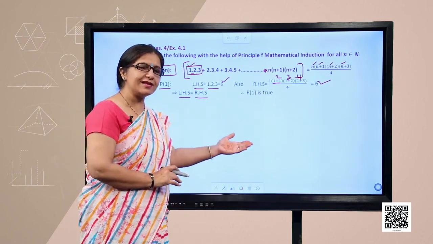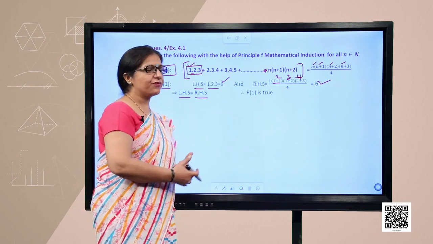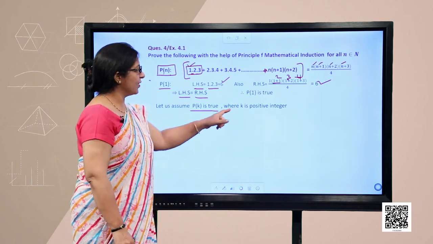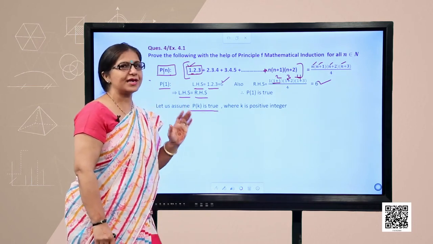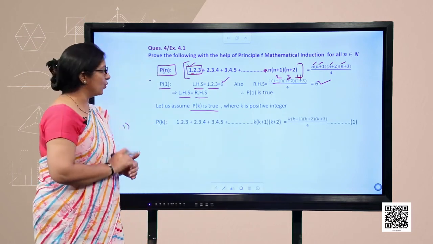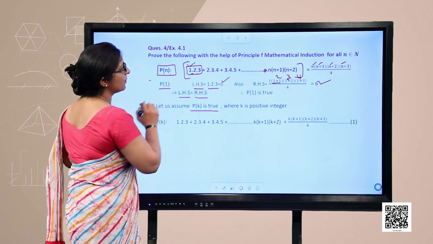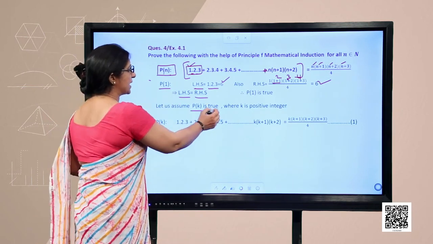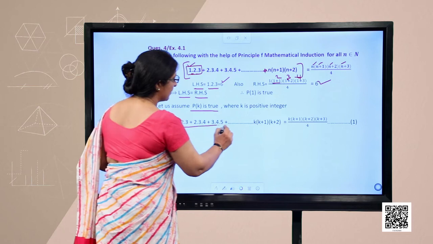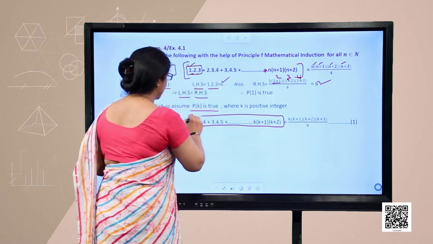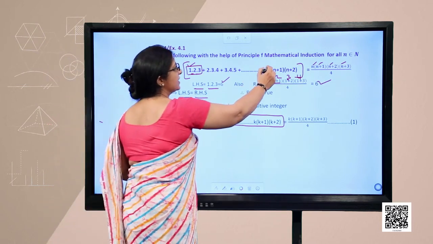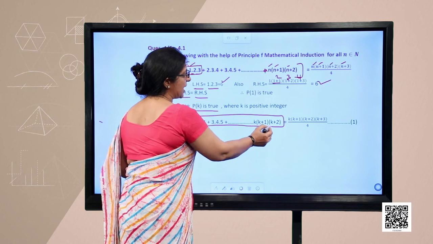So, this gives us a signal that we can move further by assuming that P(k) is true, where k is any positive integer. After assuming that P(k) is true, we shall prove that the statement is true for P(k plus 1). Before moving to P(k plus 1), let us write P(k). What is P(k)? What is the difference between the statements P(k) and P(n)? The only difference is that wherever there is n, we will replace it by k.